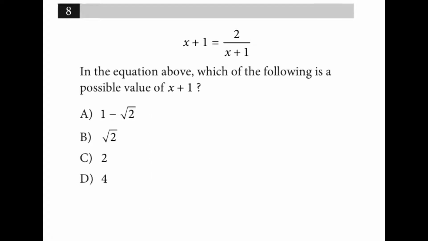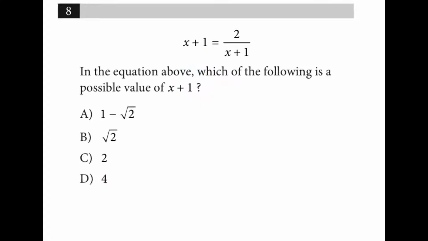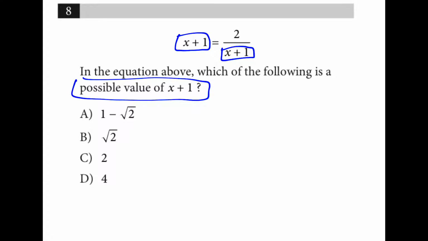Number 8 is actually not that difficult of a problem, but it has a very confusing trick. So if most of you approach this and try to just plug in numbers, you would probably say something like 2 plus 1 is equal to 2 over 2 plus 1, because we're going to try to plug in 2 here and see what answers we can get. And you might say that 3 is equal to 2/3, and that doesn't work, and keep trying. However, the issue is we're looking for a possible value of x plus 1. So what we're replacing is actually this entire expression, which is why B is the best answer, because if you plug in root 2 for x plus 1, it becomes true.